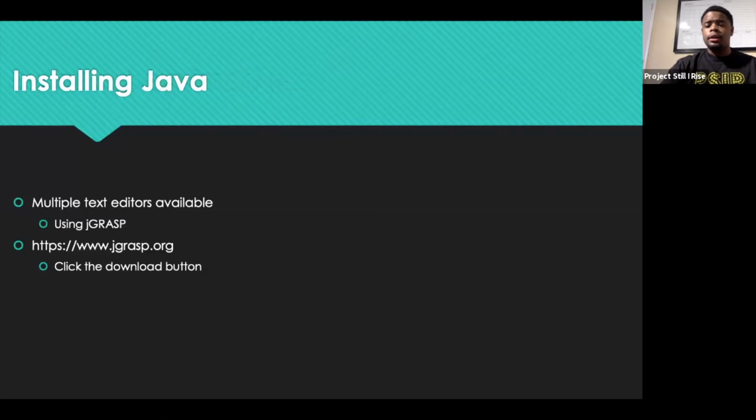Now, installing Java, there's many available text editors you can use to download Java. For today, I'm going to be using this text editor called JGraphs. And to install JGraphs, you just simply go to this website, www.jgraphs.org, and then there will be a download button in the top right corner, and you just click download, and it's as easy as that.